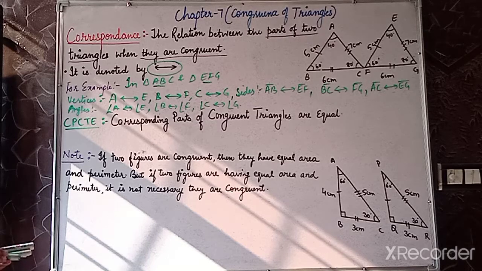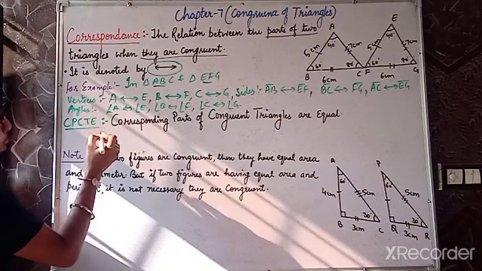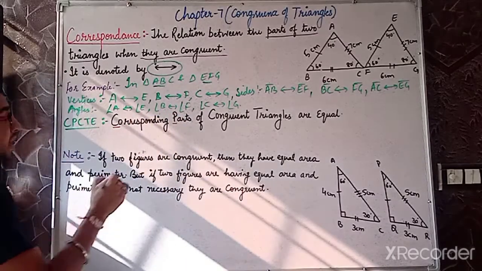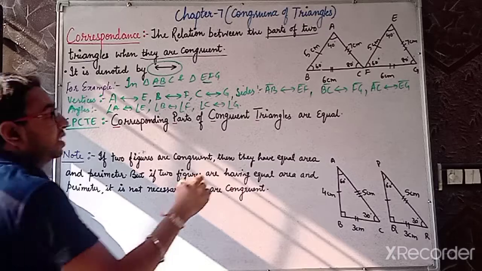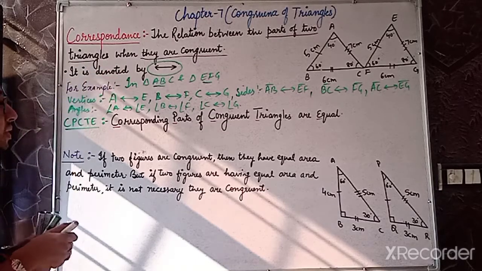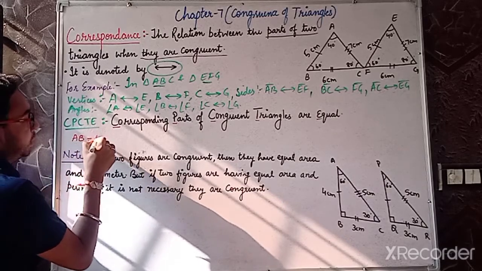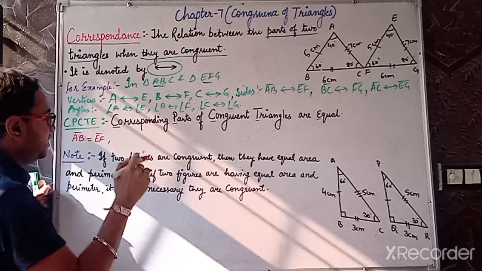Now, the next topic is very, very important, which you will use in the exercises very frequently. CPCTE, where C stands for corresponding, P stands for parts, C stands for congruent, T stands for triangles, and E stands for equal. Corresponding parts of congruent triangles are equal. Understand? If two triangles are congruent, then by CPCT, AB is equal to EF. Corresponding parts are always equal.